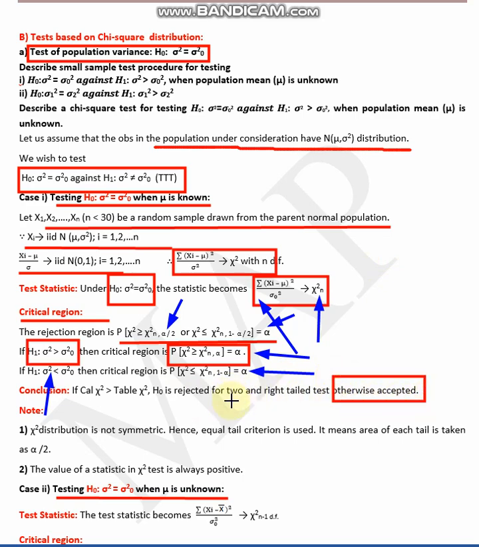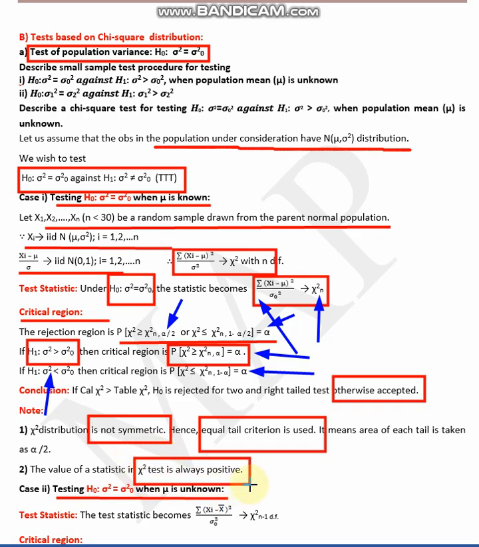And since we know that the chi-square distribution is not symmetric, therefore we can use the equal tail criterion. That means the area of each tail is taken to be alpha by 2. And the value of chi-square, that means the test statistic, in this case is always positive.